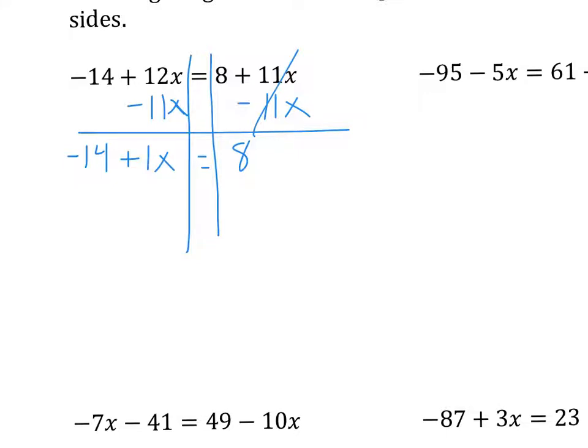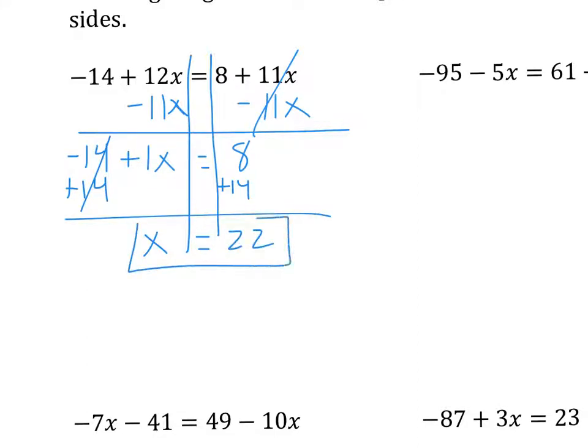To solve, we want to isolate our variable, right? So to get rid of this negative 14, we want to add 14 on both sides. Add 14, okay? And then that negative 14 plus 14 goes to 0. And 1x is just x, so I'm going to call it x equals, then we have 8 plus 14, which gives us 22. Okay, so that is our answer.